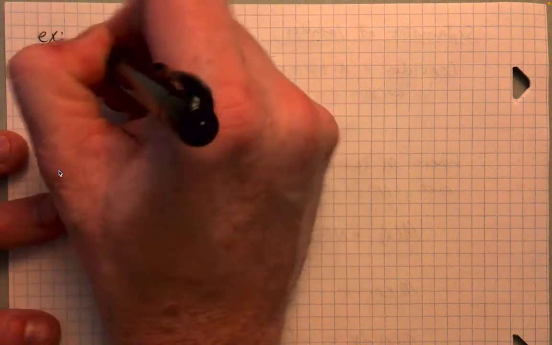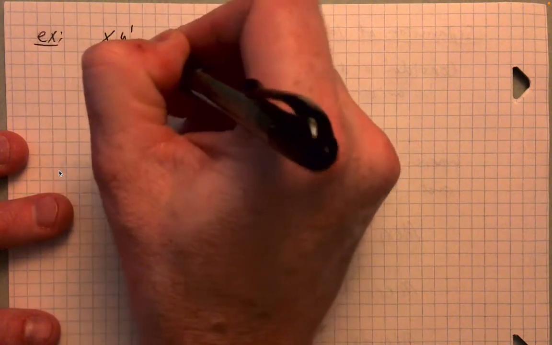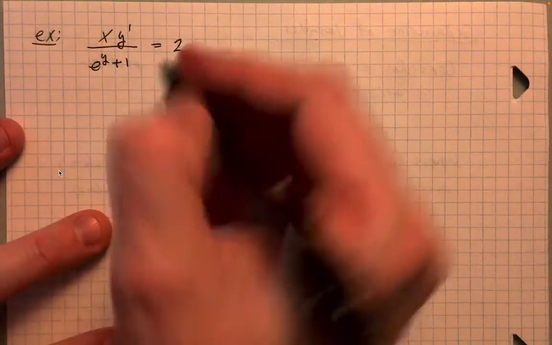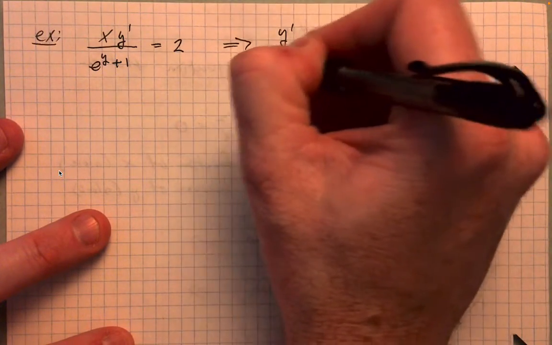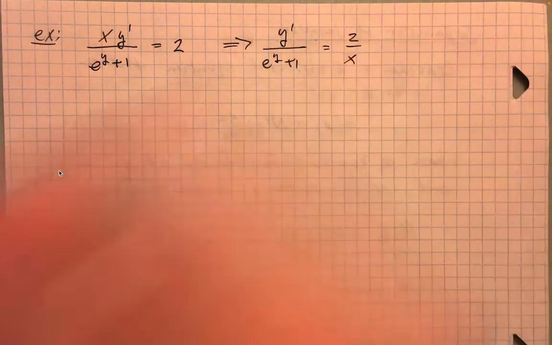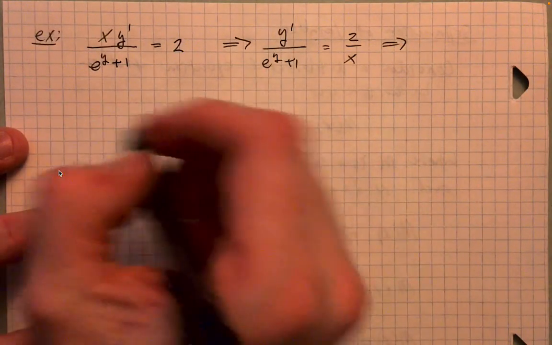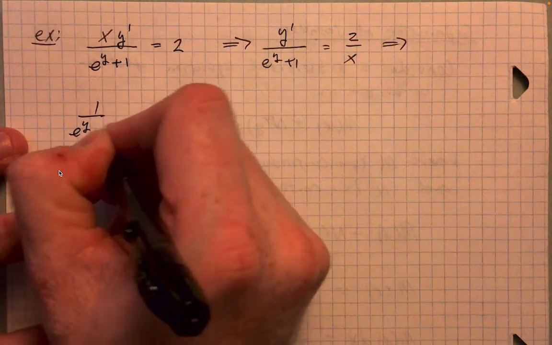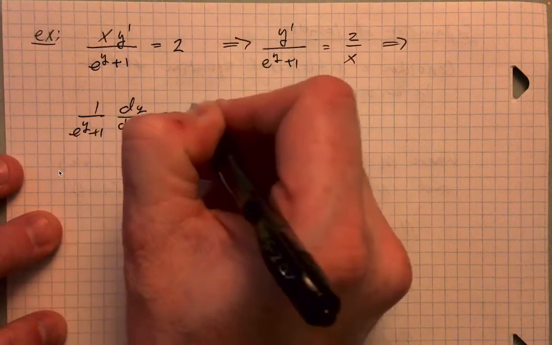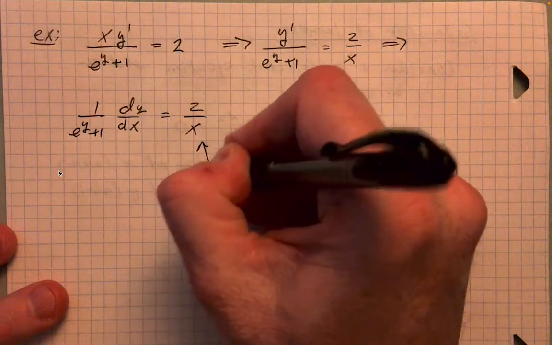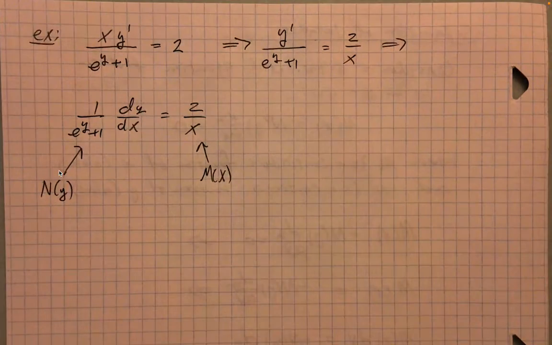Okay, excellent. And one more example. These are the simple separation of variables types of differential equation examples, where you do a little bit of algebra and you can get to the finish line. Here's another example. Let's say I have x times y prime over e to the y plus 1 equals 2. I can divide both sides by x, and I have y prime over e to the y plus 1 equals 2 over x. Then keep in mind that this y prime is really dy/dx, so it's really 1 over e to the y plus 1 times dy/dx equals 2 over x. So here's my M of x, here's my N of y. It kind of fits the format.